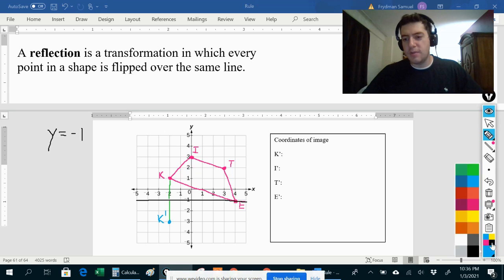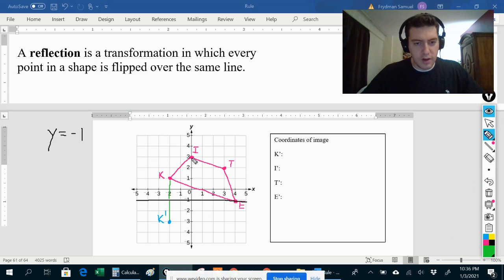We're just going to do that same thing for all of these. So this point over here is 1, 2, 3, 4 spaces away from the line. So we'll just do 4 spaces on the other side of the line. 1, 2, 3, 4, and that brings us over here. And since this was called I, we'll call the image of it I prime, and we'll just keep going like that. So 1, 2, 3, 1, 2, 3. We'll call that T prime.